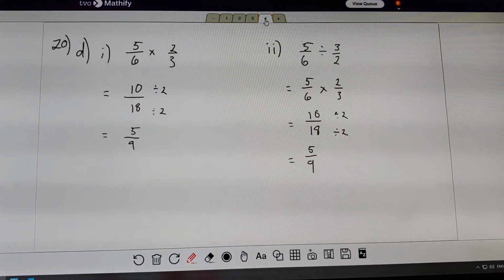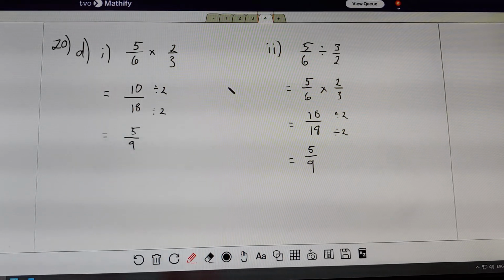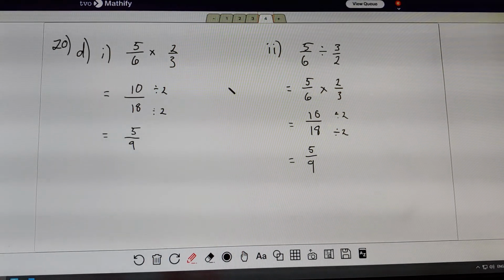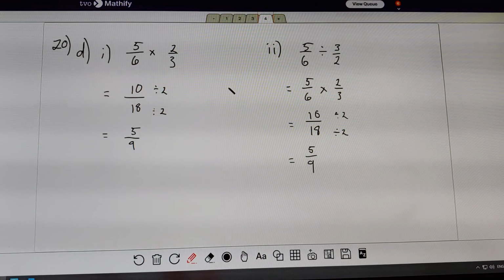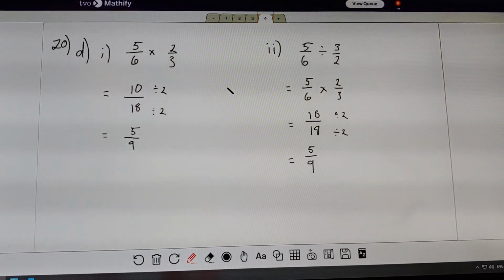And then 20, the last one that was assigned on Friday, just gave you pairs of them. And then it wanted to know what you noticed in the answers.